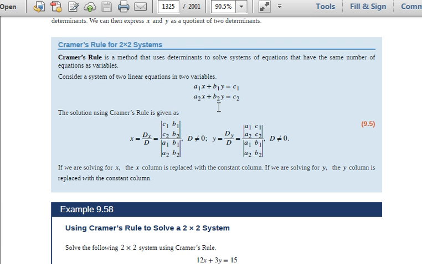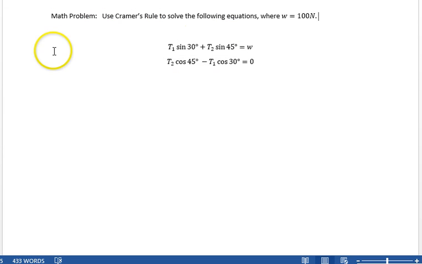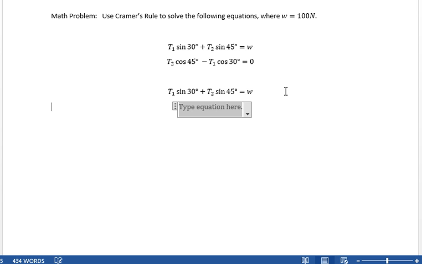All right, so let's take a look at our set of equations. First, I gave you W as 100 newtons, but if you look at the set of equations, we really want to rearrange the second one a little bit, because we want the two equations to have the same order. I'm just going to copy the first one, and we're going to write this second one as minus T1 cosine 30 degrees plus T2 cosine of 45 degrees equals 0.